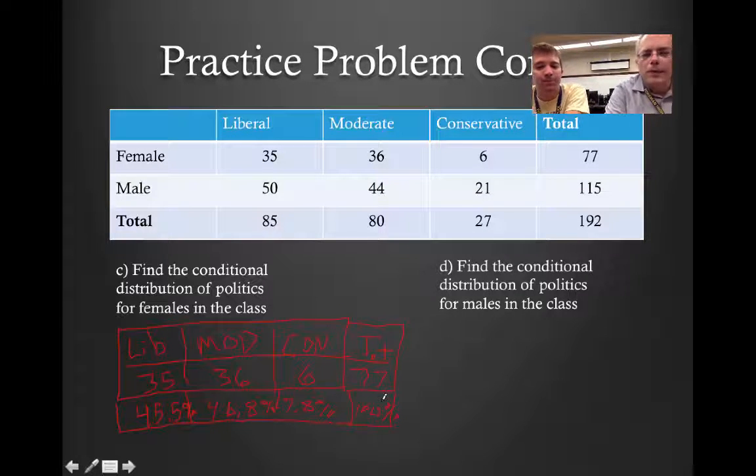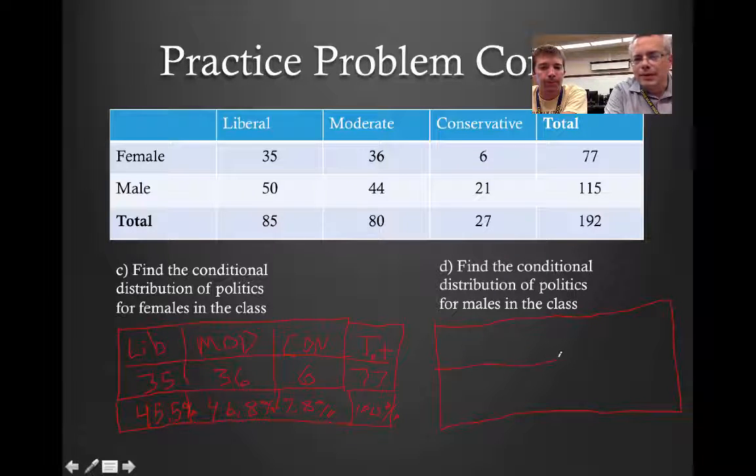So the first row, that's the frequencies. The second row is the relative frequencies. We may need relative frequencies because usually the next step is to make a graph. We're not going to do that here, but that's usually where this is headed. We would want one graph for the females and one graph for the males. All right. Okay, here we go.